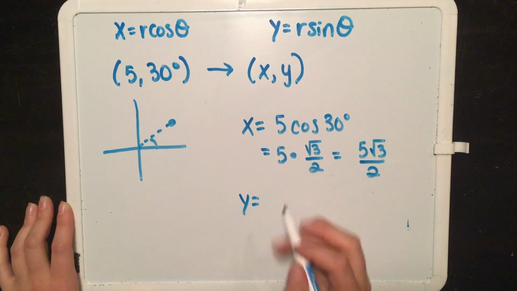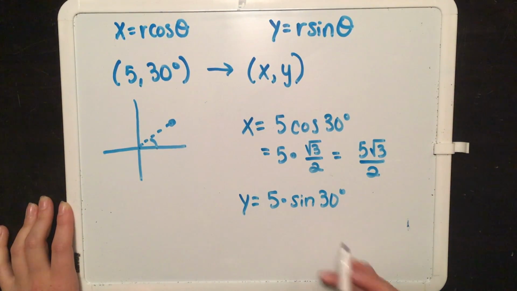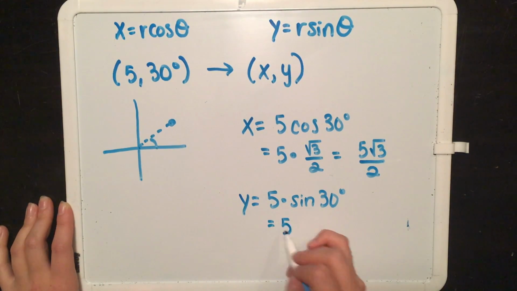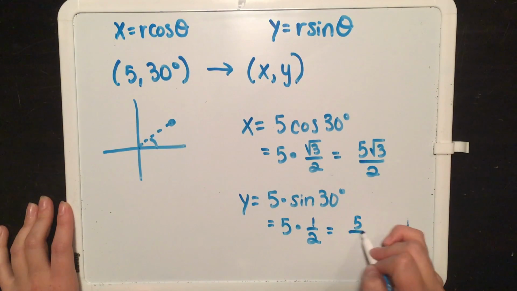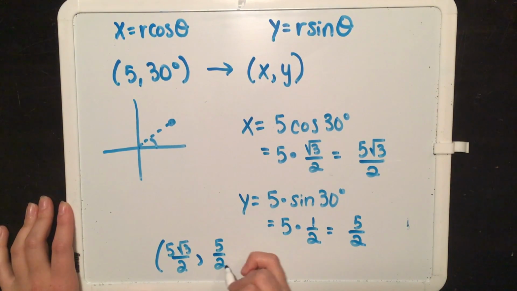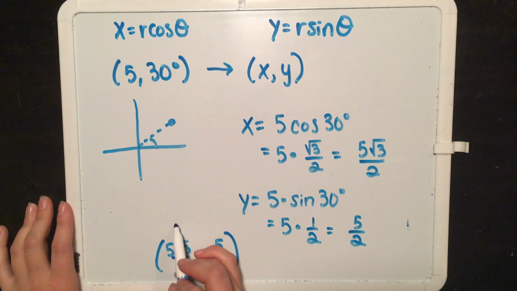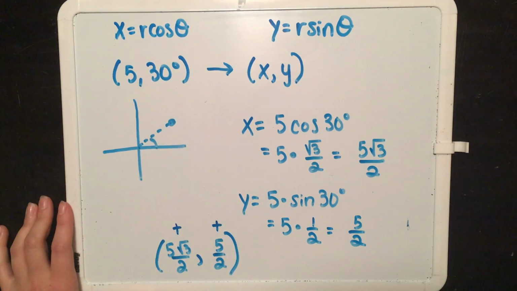Y is r times sine of theta, which equals 5 times 1/2. This value again found from our unit circle. So our y value is 5/2. And our x, y coordinate together: 5 root 3 over 2, comma, 5/2. And this makes sense with our polar coordinates because since both of these values are positive, this rectangular coordinate falls in the first quadrant, similar to our polar coordinate.